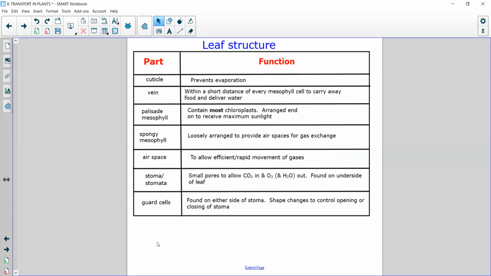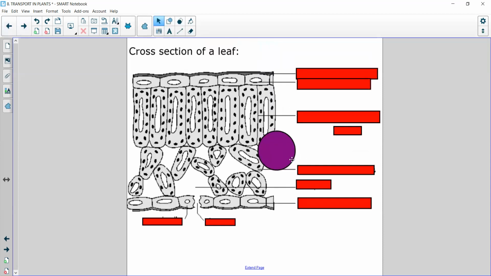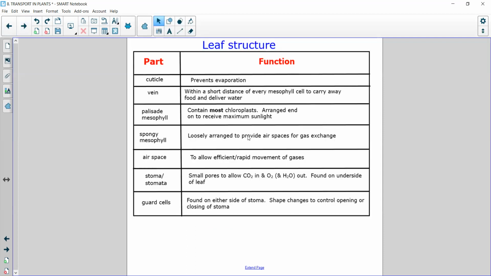Now, you don't necessarily need all of this detail, but it may be worth just having a quick look at this to give you an idea of what each of the different sections is for. As I said, the section which is called the vein, I've added in for you there. So the vein is simply the entry point for the xylem and phloem, and it's very, very close to the mesophyll cells, so that it can bring water in for photosynthesis and take away sugar after photosynthesis.